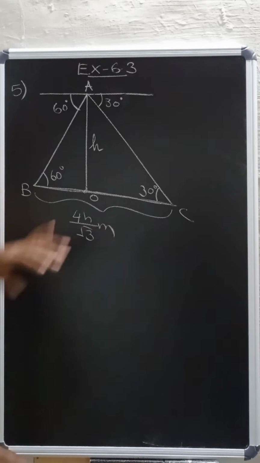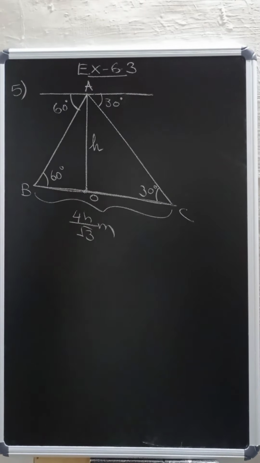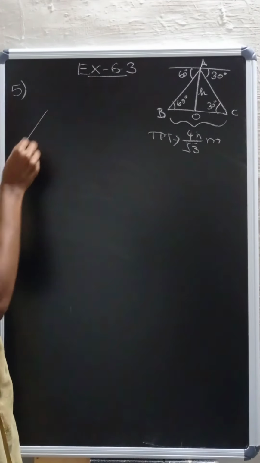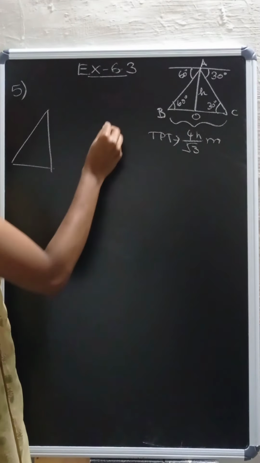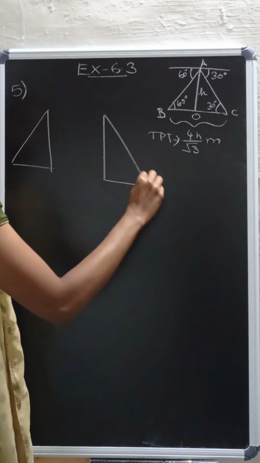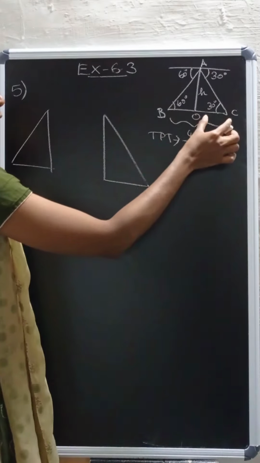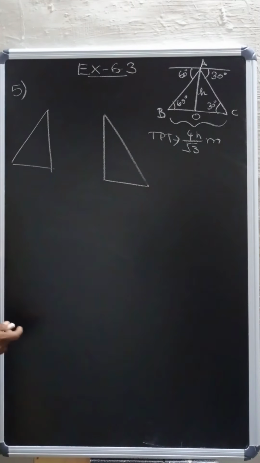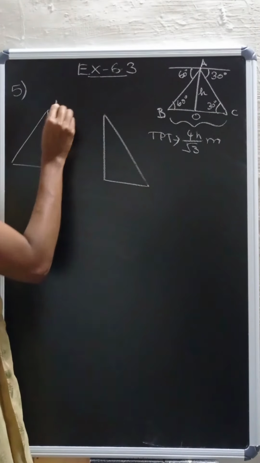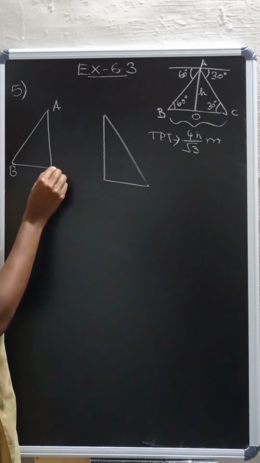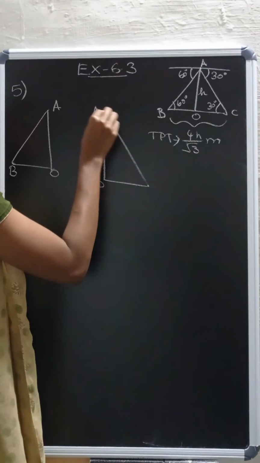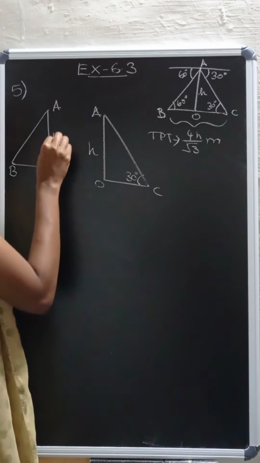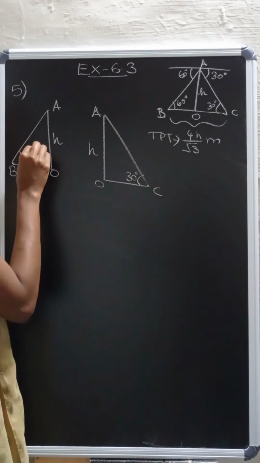Now I will split and take it as two triangles. I am going to find OB and OC and add them and find whether it is equal to 4h by root 3 meters. Triangle O, A, C. So here you have 30 degrees, here you have H. Here you have 60 degrees.